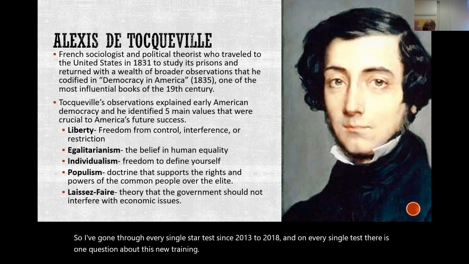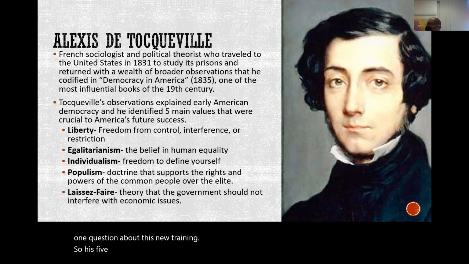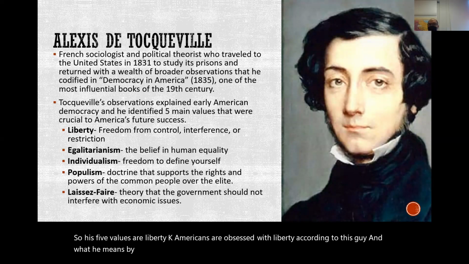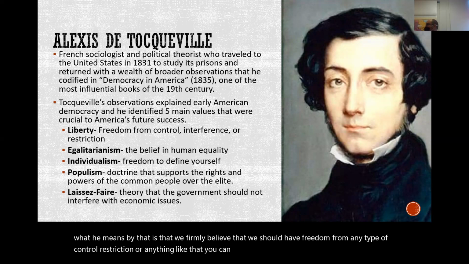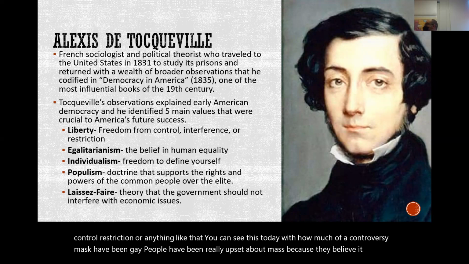Okay. So his 5 values are liberty. Americans are obsessed with liberty, according to this guy. And what he means by that is that we firmly believe that we should have freedom from any type of control, restriction, or anything like that. You can see this today with how much of a controversy masks have been. People have been really upset about masks because they believe it is infringing on their personal liberty.